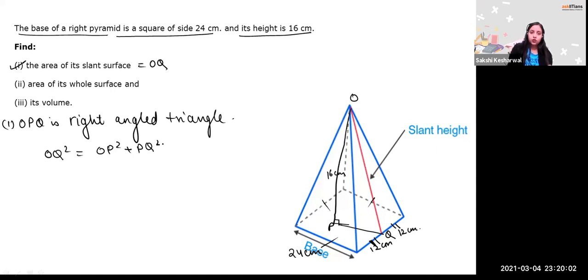Yes or no? And PQ, what will be the value of PQ? Beta, if it's going to join in the middle, this point is going to lie on the midpoint of this part for the square. So this is going to be 12. PQ will also be 12, or not?